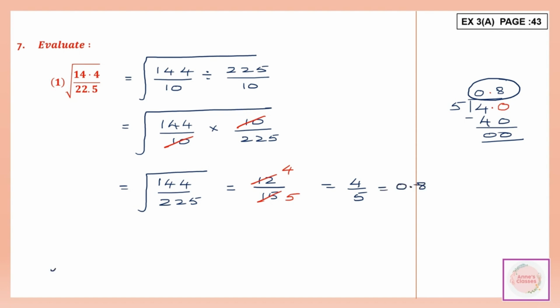So we have found the square root of 14.4 by 22.5 to be equal to 0.8. So this is our answer, 0.8.